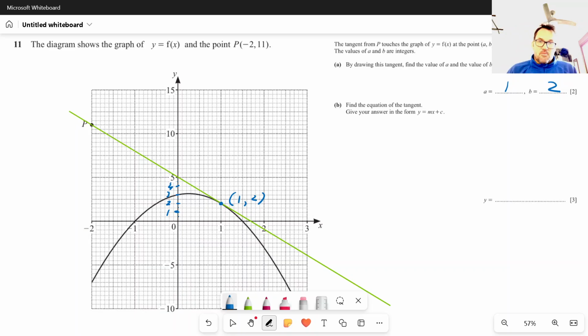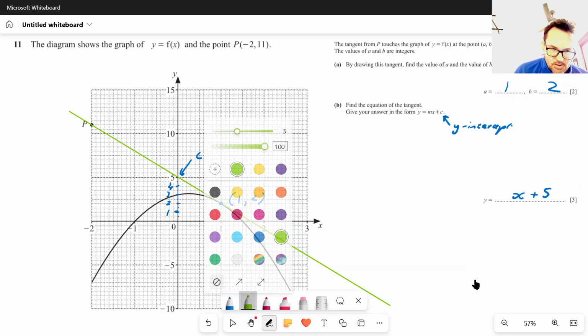So, y equals mx plus c. First, the easiest one to find there is the c, which is the y-intercept. And that is where it crosses the y-axis. So we know our equation is going to be y equals something x plus 5. Okay, then we just need to find the gradient, and there are different ways of doing this.